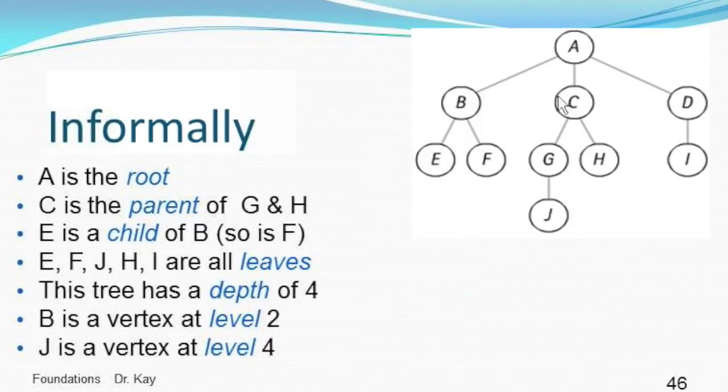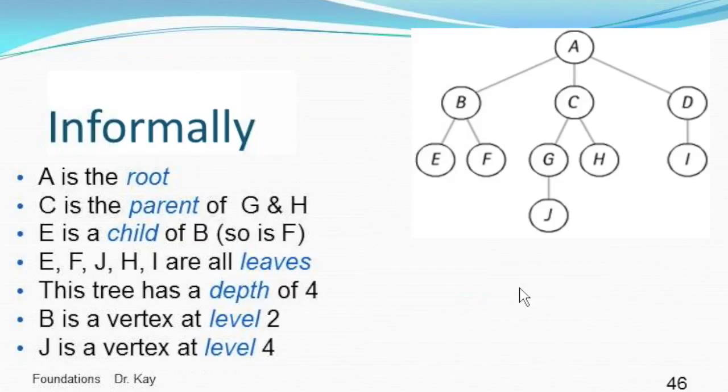So A is the root. We will say that C is the parent of G and H, G is the parent of J, and so on. We'll use the term child. So E is the child of B, F is the child of B, J is the child of G, and so on. Any vertex that doesn't have any children is a leaf. So on this graph, E is a leaf, F, J, H, and I.